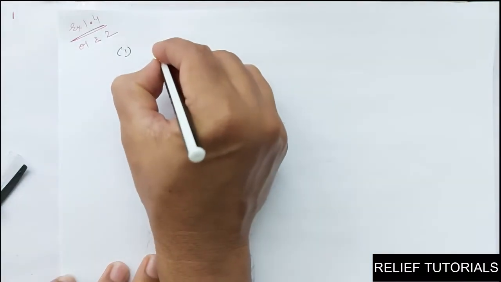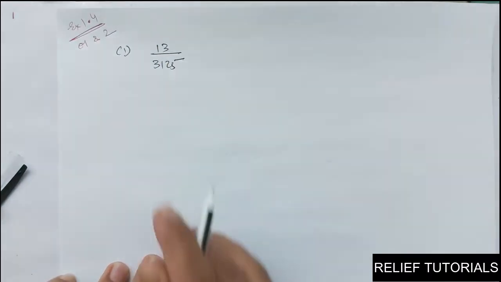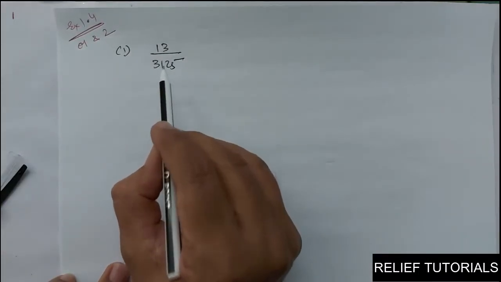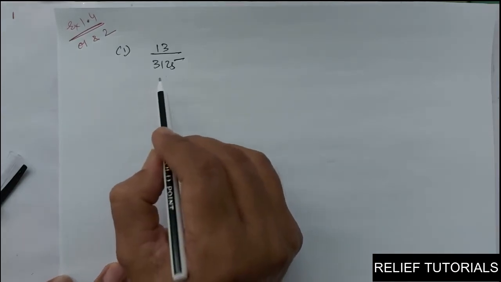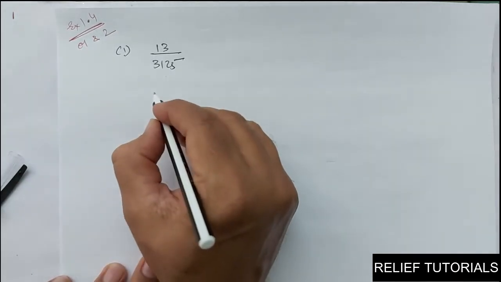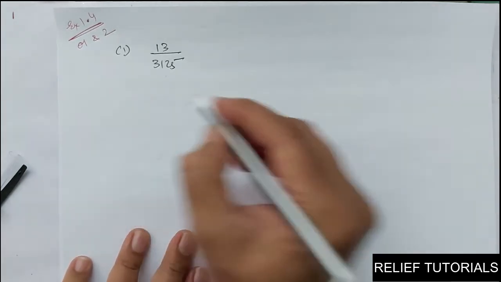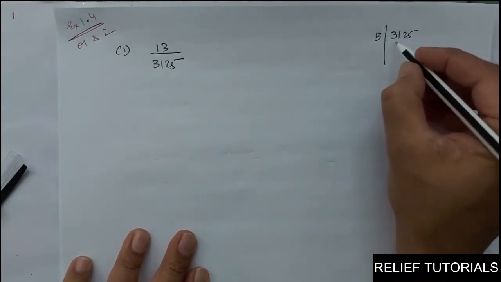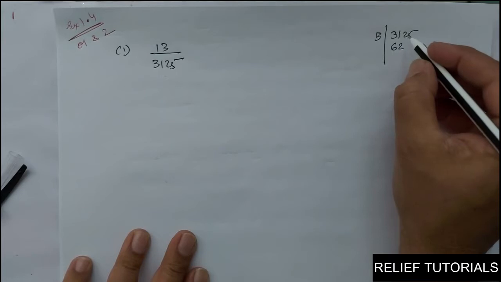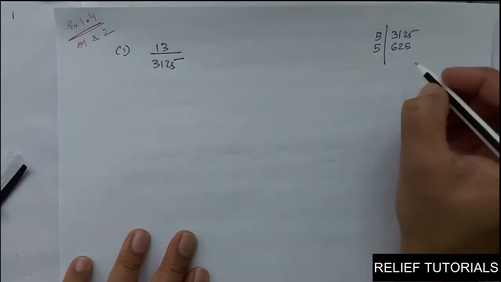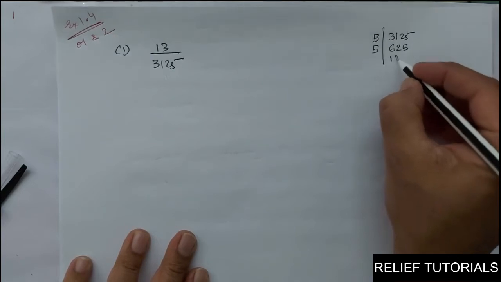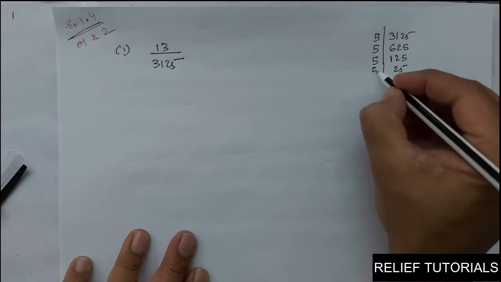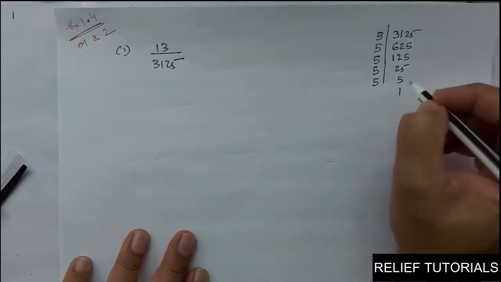See, the first one I will take, that is 13 upon 3,125. Looking at this p by q form, you have to state whether it has a terminating decimal or a non-terminating recurring decimal. For this we have to find the denominator q, that is 3,125. Dividing by 5 gives 625, again by 5 gives 125, again by 5 gives 25, again by 5 gives 5, again by 5 gives 1.